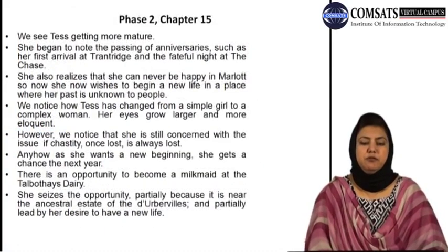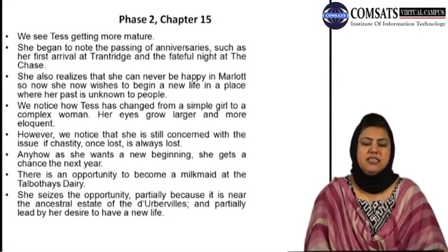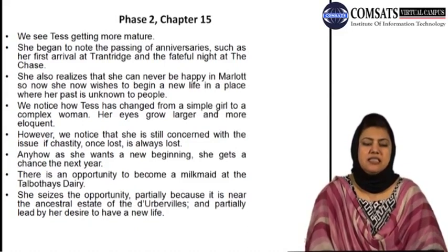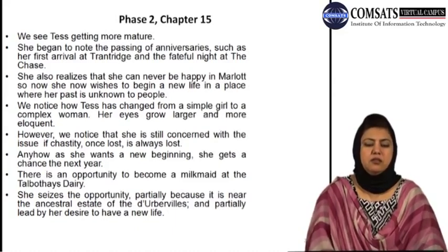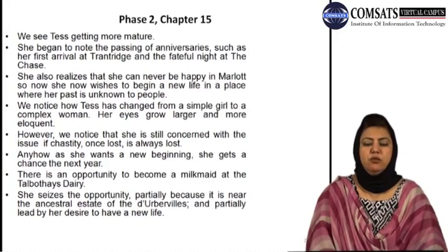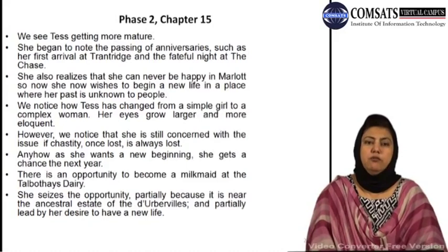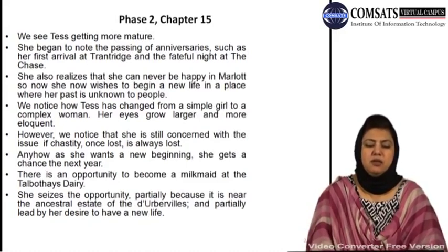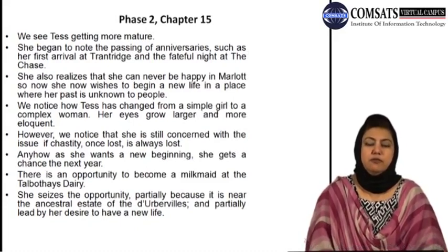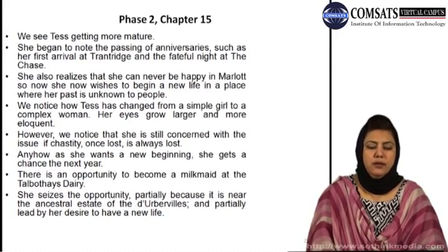Well, this brings us to chapter 15 of this phase. We see Tess getting more mature. She begins to note the passing of anniversaries, such as her first arrival at Trantridge and the fateful night at the Chase. She also realizes that she can never be happy in Marlott, so now she wishes to begin a new life in a place where her past is unknown to people. We also notice how Tess has changed from a simple girl to a complex woman. Her eyes grow larger and more eloquent. She has learned a lot from life, though in a very hard way.